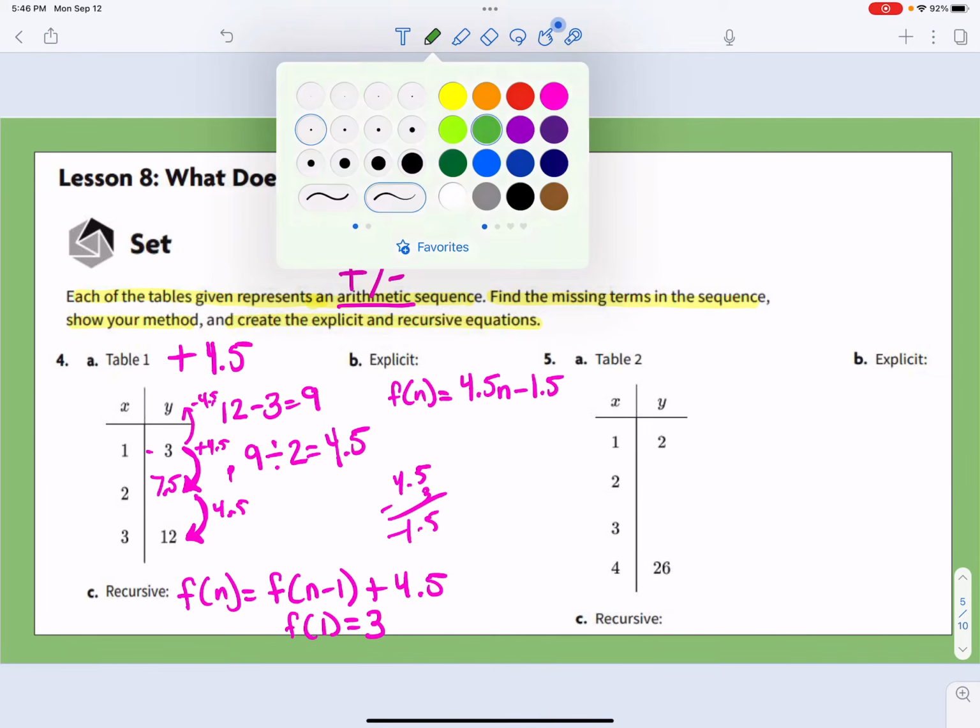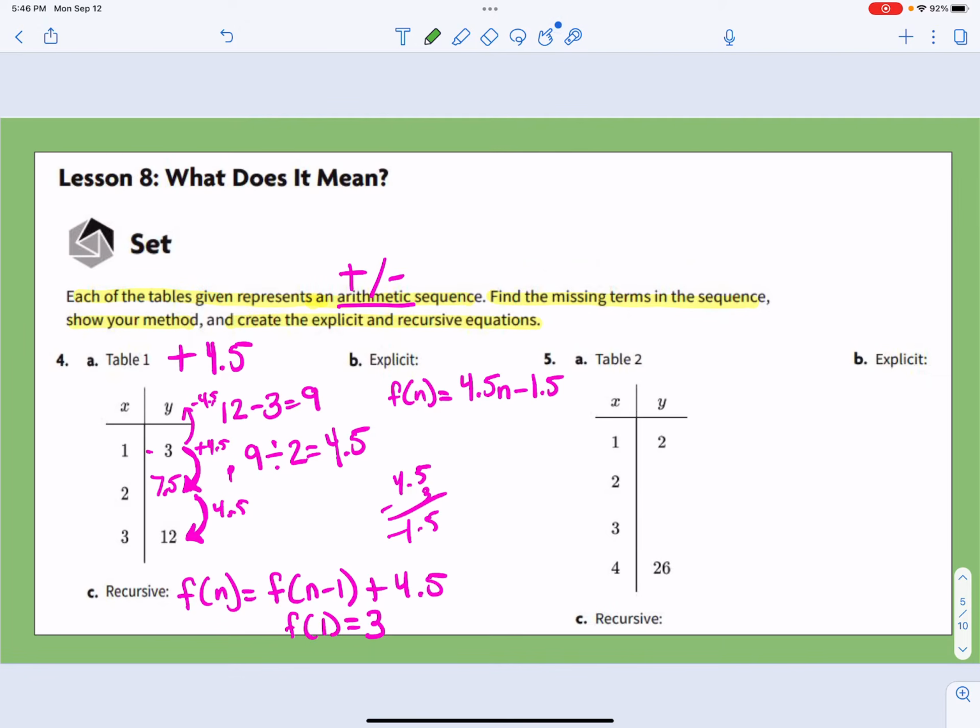For number 5, again, we're adding. I'm going to add 1 time, 2 times, 3 times this time. So my difference is 26 minus 2, which is 24. Let's take that same 24 and divide it 3 times so we can see that the difference is going to be split up nicely by 8. I'm adding 8 each time I make a turn or make a hop. So 2 plus 8 is 10, 10 plus 8 is 18.